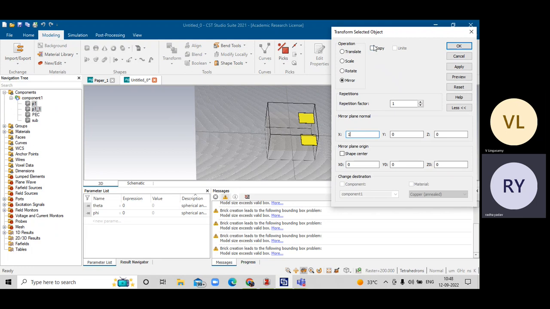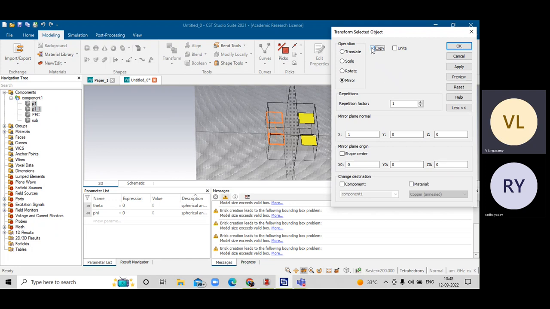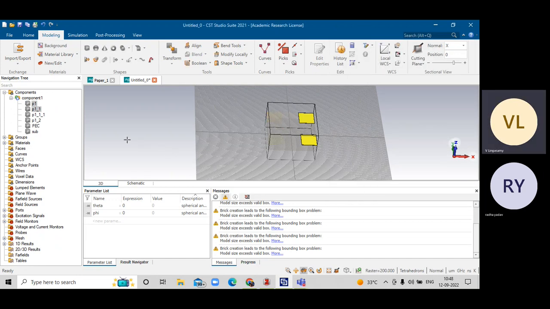Like, first for the y-axis I have to mirror, then for z I have to put one. Okay. Exactly. Copy. You tick on the copy. Yes. Okay. And click OK. Okay. That's it. Four patches are ready now. Correct.